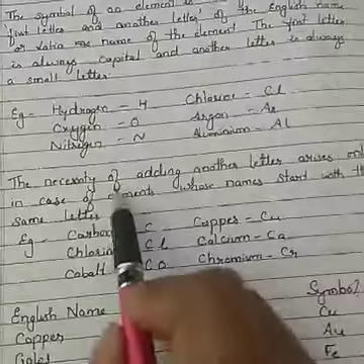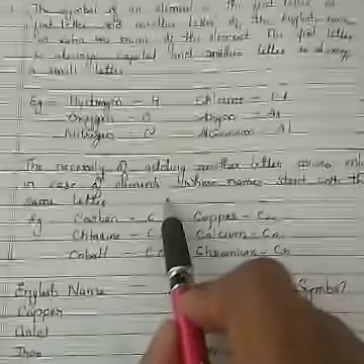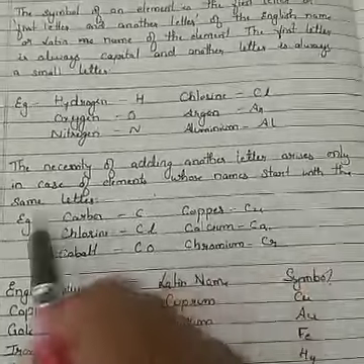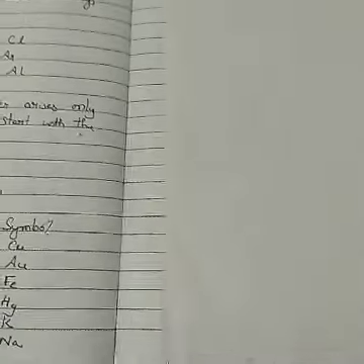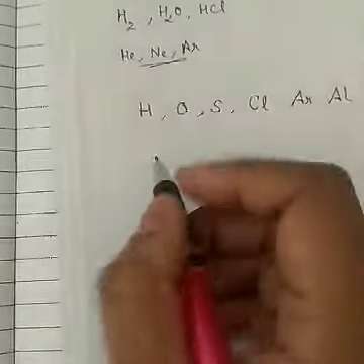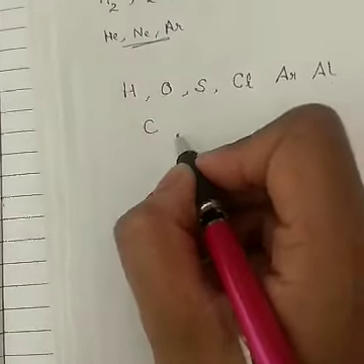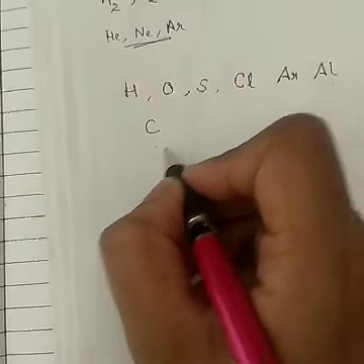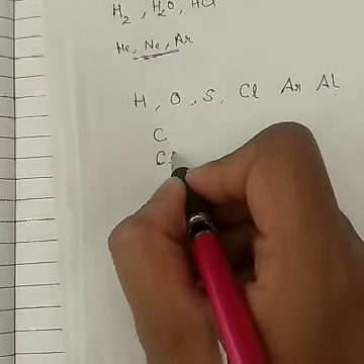Okay, next. Then what is the necessity of adding the second letter? The necessity of adding another letter arises only in the case of elements whose names start with the same letter. Why have they added the second letter? Because some element names start with the same letter, like carbon, C. Chlorine also starts with the letter C. So they have introduced Cl for chlorine.